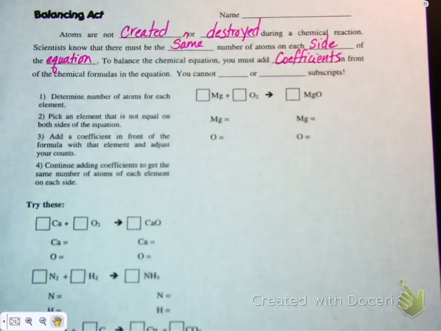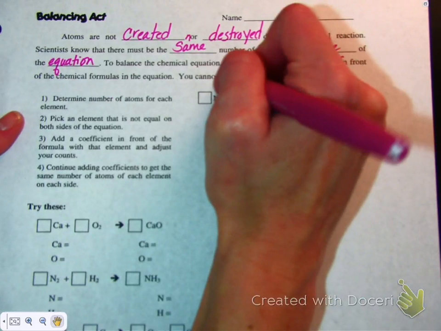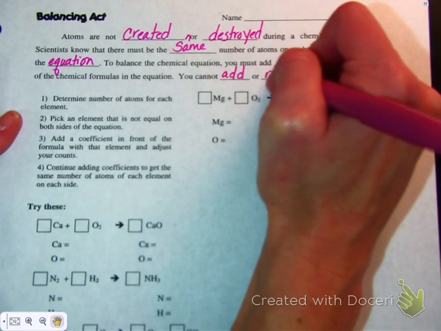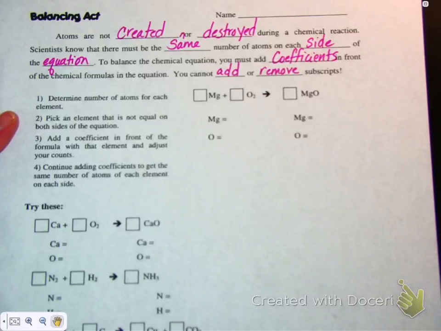You cannot blank or blank subscripts. What do you think, Alex? Add or subtract. Okay, that's a good guess. Hold on, don't write yet. He says add or subtract, and you're not incorrect. But there may be one more word. Well, let's go ahead and write what he said. Let's write remove. You cannot add or remove subscripts. That's true. But what else?